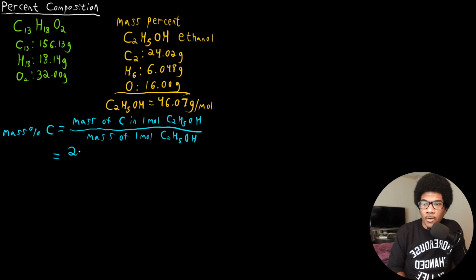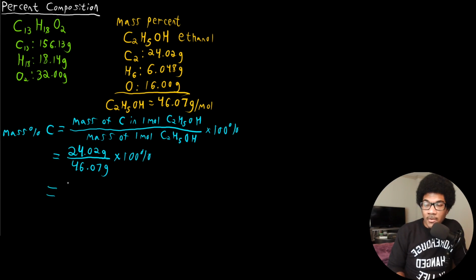So 24.02 grams in 1 mole of ethanol. And for the total molecule, it's 46.07 grams in 1 mole. And what you're going to do is multiply that by 100. So you want to take this ratio and then multiply it by 100% to get the percentage.